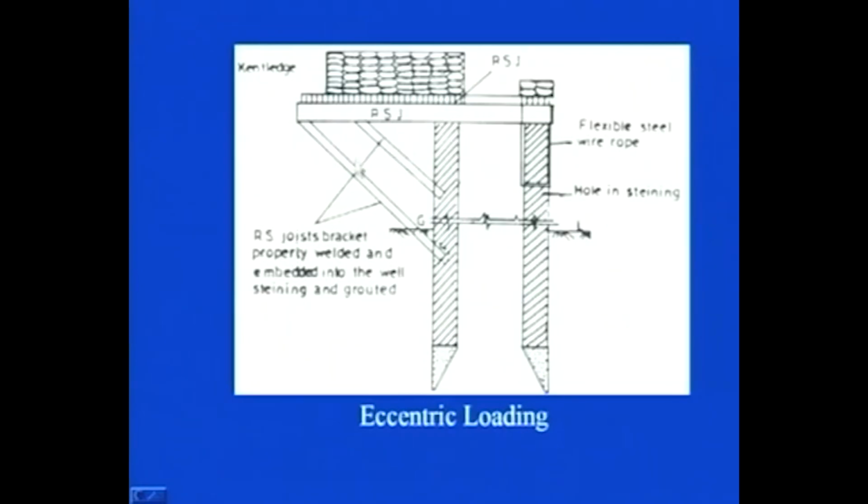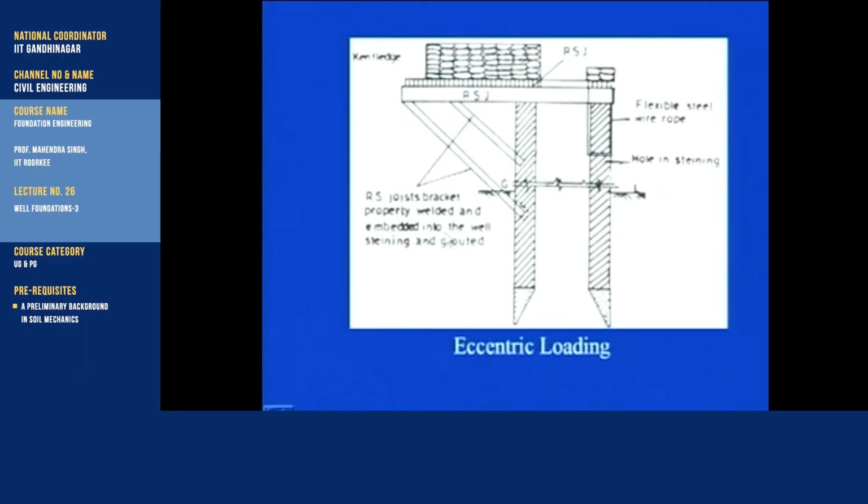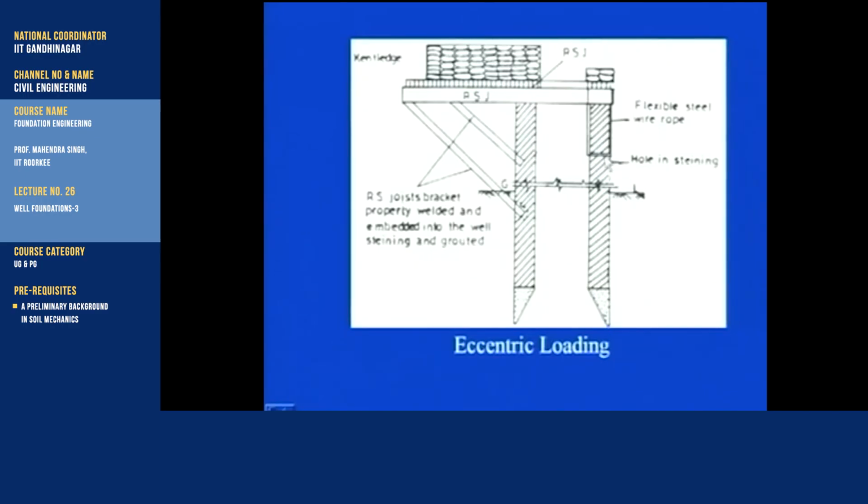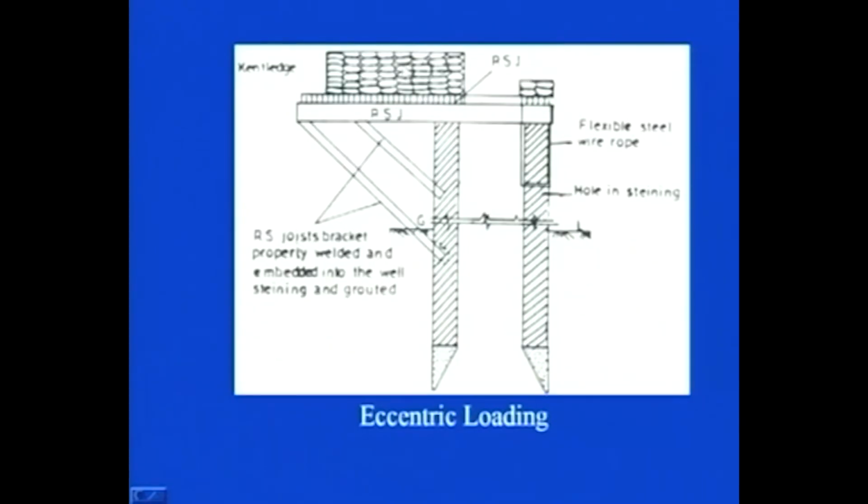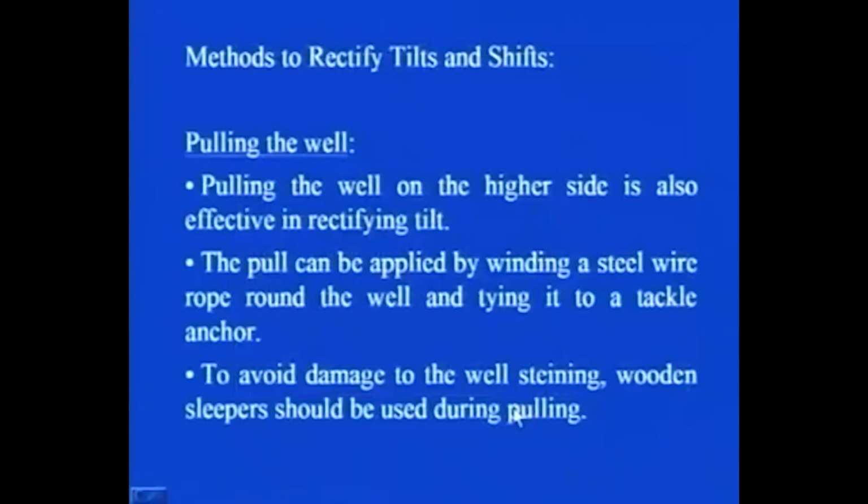Here these are the two RS joist brackets, which are properly welded, embedded into the well steining and grouted. Here is the hole in the steining, and a flexible steel wire rope is coming through this hole. Here you can see that the kentledge is being provided. Kentledge is provided over here also, but if you observe any tilt and shift at any stage, it is provided towards the higher side. So this is your eccentric loading.